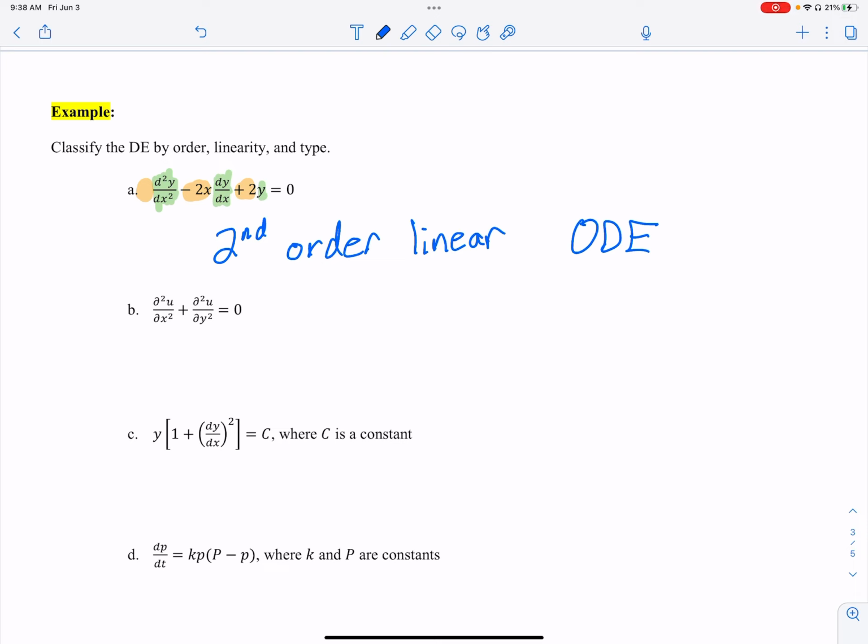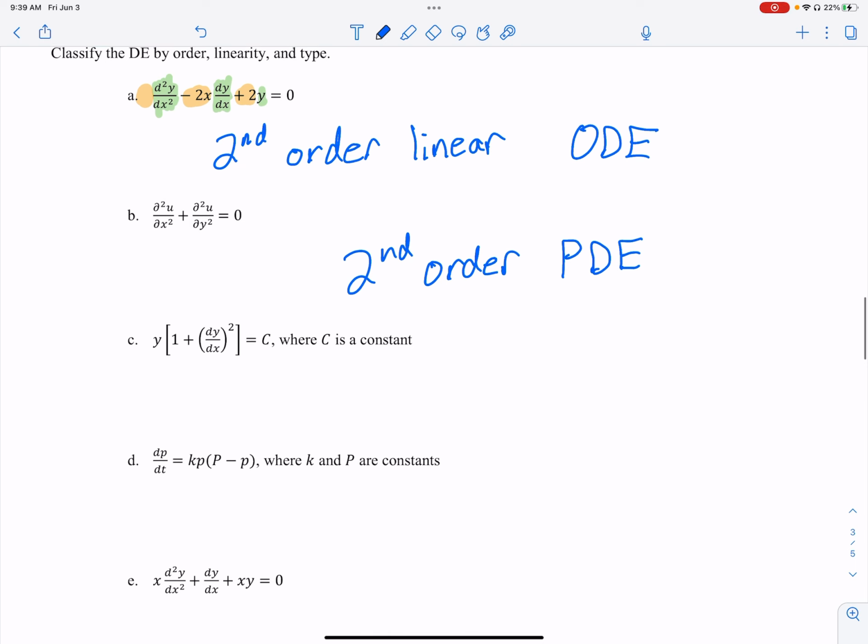Okay, this next one, it is a PDE. So I know it's a partial PDE. Linearity doesn't apply in this context to the partial derivative. So you're just going to say the order, okay, it's second order PDE. You don't need to say linear or nonlinear for a PDE.